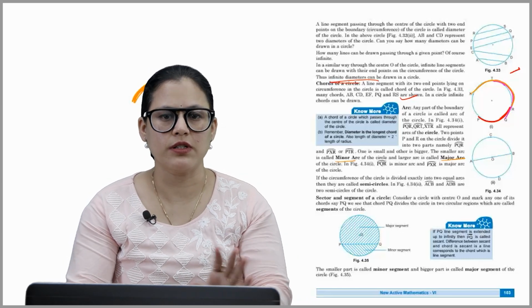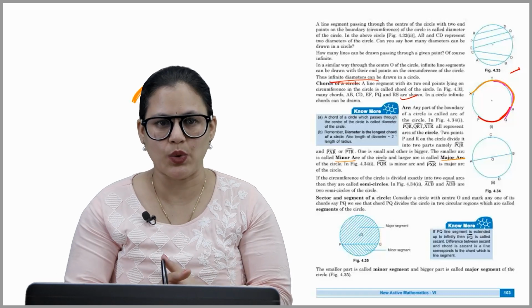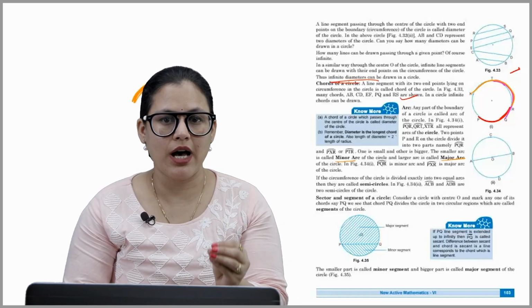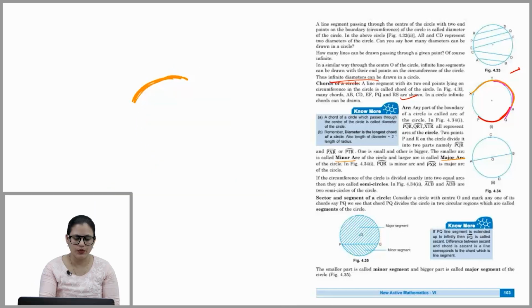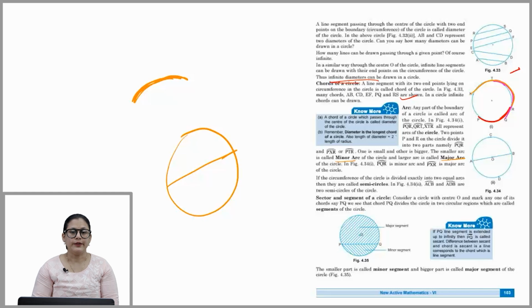If the circumference of the circle is divided exactly into two equal parts, two equal arcs, then they are called semicircles. See, a circle, and let's divide it into two equal parts. In figure 4.34, arc ACB and the arc ADB are two semicircles of the circle. A semicircle also means half of the circle, right?